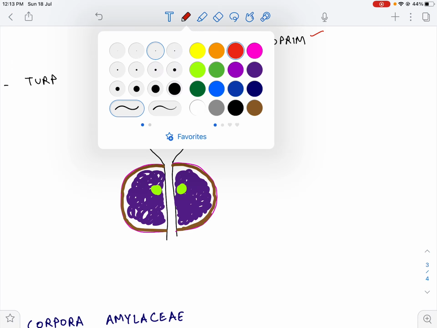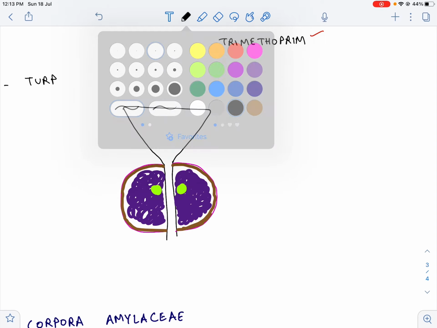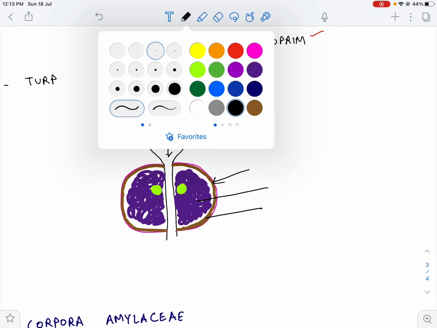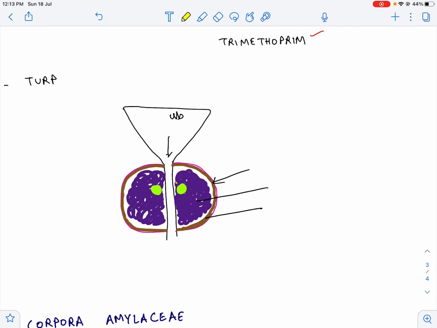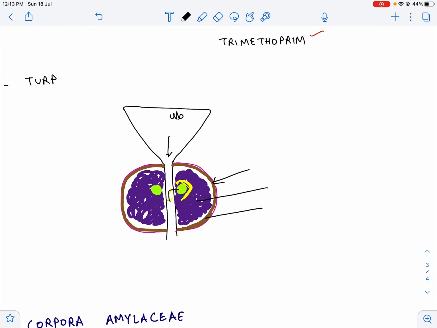Now in this diagram, this is the urinary bladder. This is the urethra. This is the prostate. The brown color structure is the prostate capsule. The purple color structure is the stroma of the prostate gland, and this light green over here represents the stone. So as you're doing a TURP and you're chipping away the prostatic tissue, as the prostatic tissue is chipped away, these stones come out via the urethra.